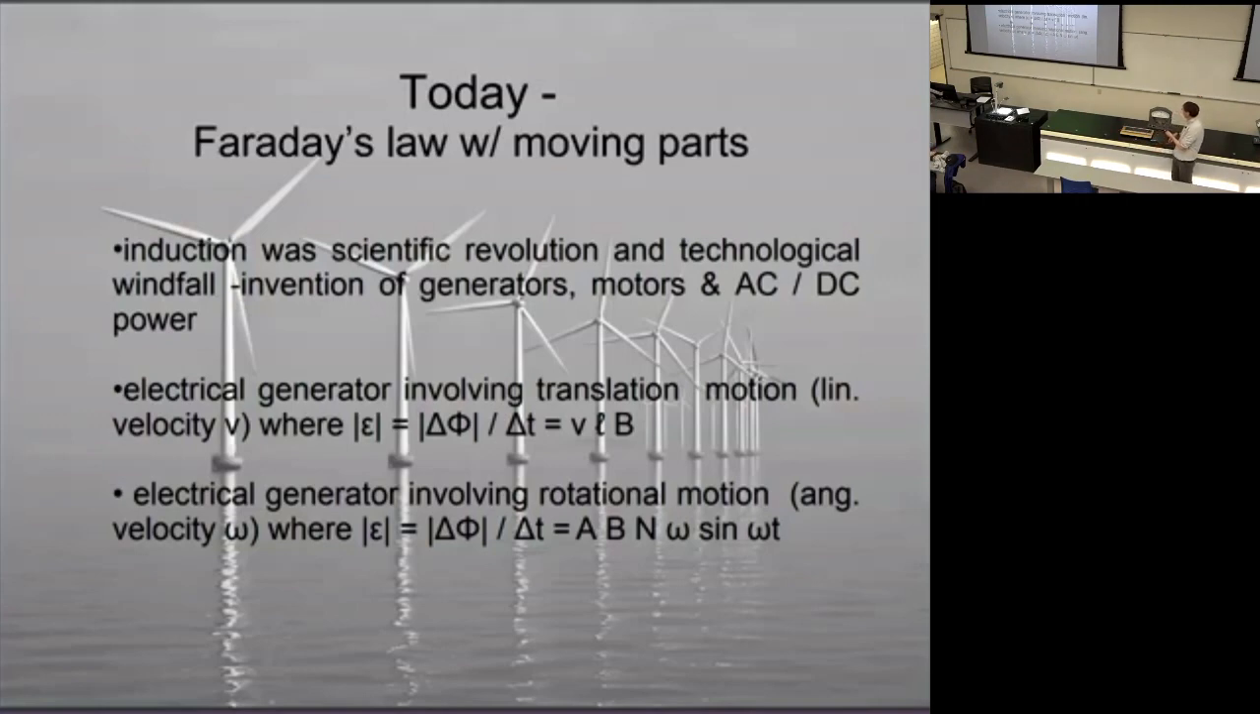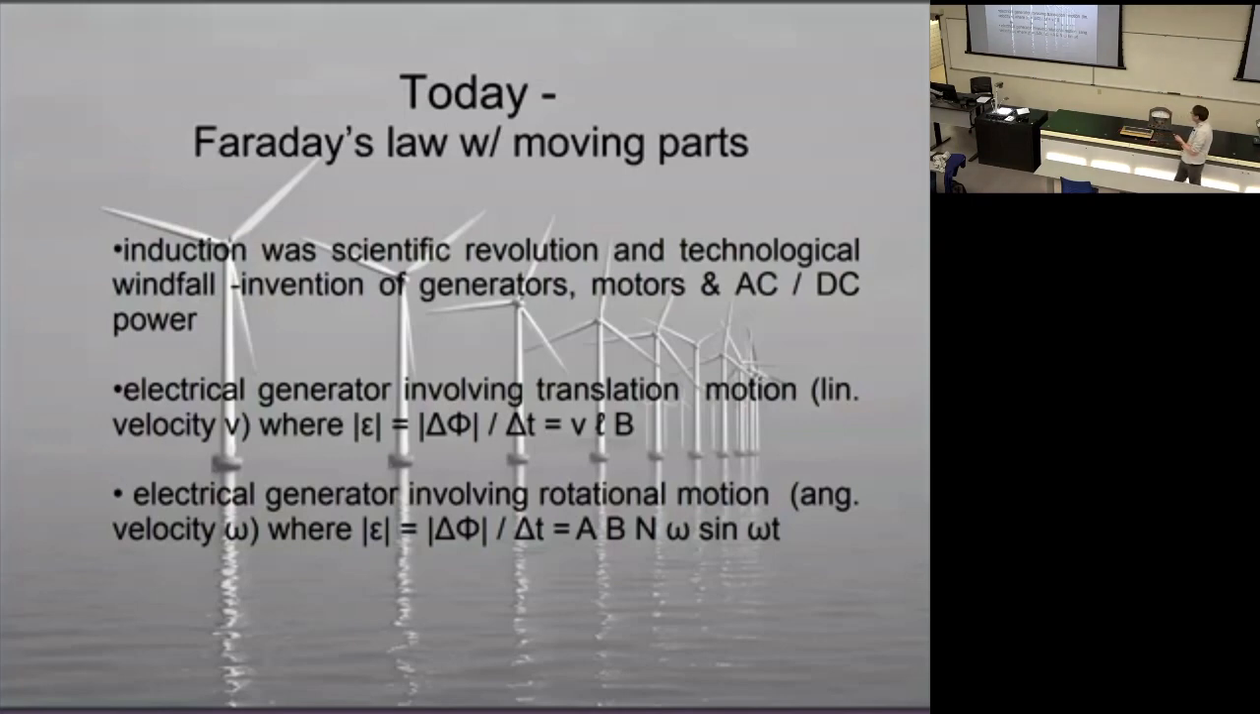We'll then look at a second example that involves rotational motion. We're going to have currents rotating in a magnetic field. That also causes induction and induced currents and induced EMFs. And that's another way, a more practical way, of generating electrical energy, electrical power. And so we'll look at this example here.